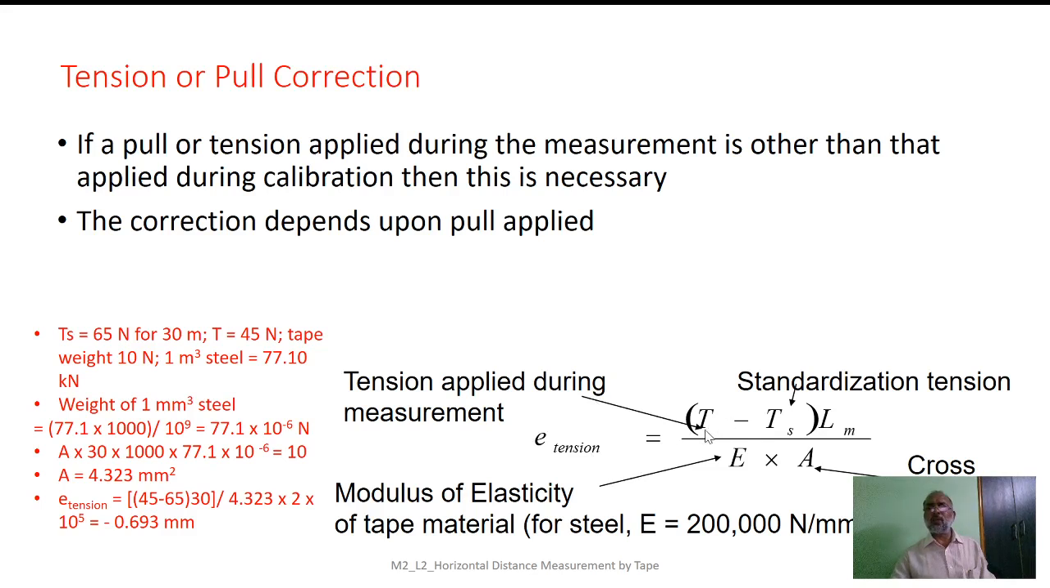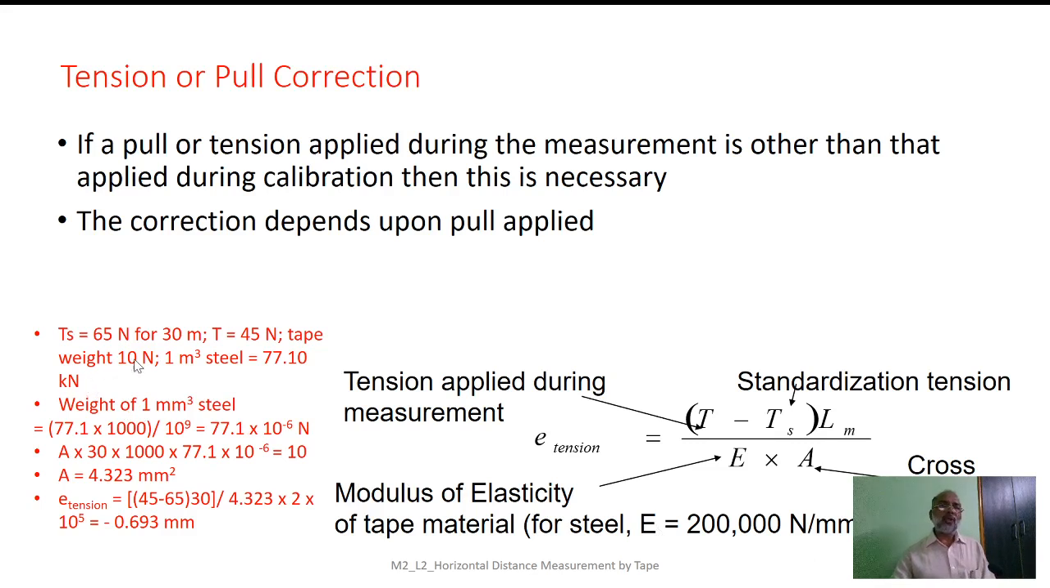E tension is equal to T minus Ts. Here T is the tension applied during the measurement. Ts is nothing but the standardization tension, which is the design value. Lm is the distance that is actually measured. E is the modulus of elasticity. A is the cross-sectional area. The value of the modulus of elasticity for steel tape can be considered in the range of 1.9 to 2 into 10 raised to 5 Newton per millimeter square.